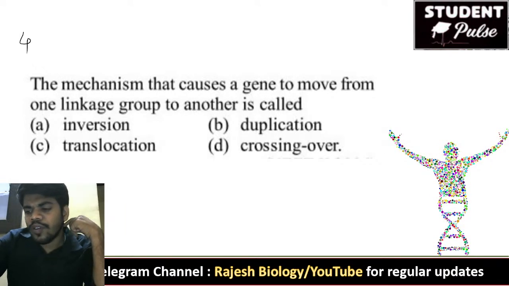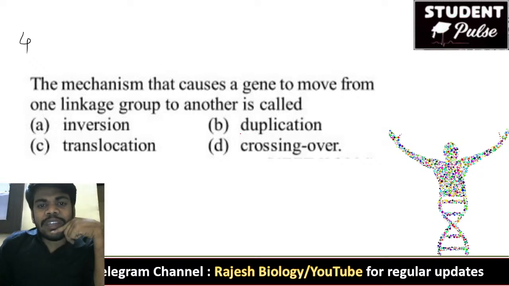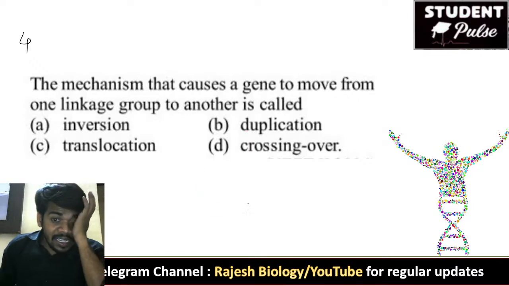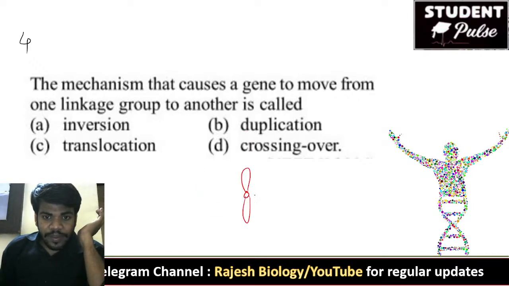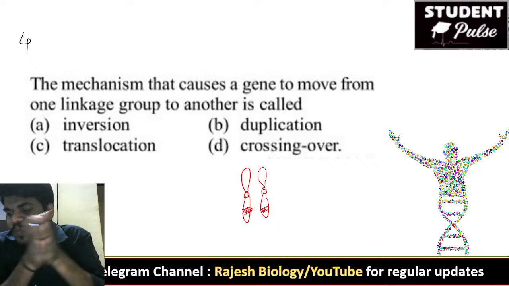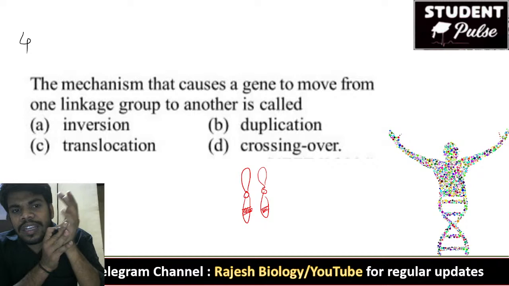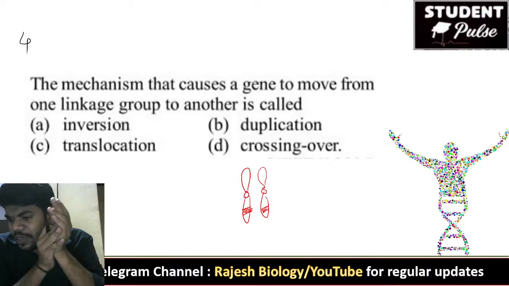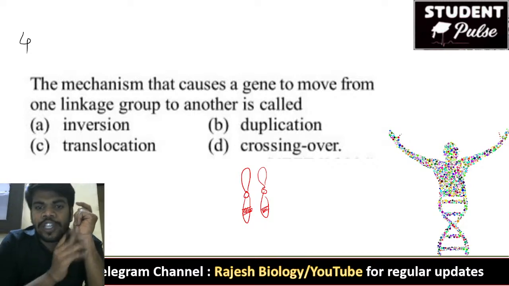Next question. Fourth question. Very easy question. The mechanism that causes a gene to move from one linkage group to another linkage group. Which mechanism it is? Translocation, excellent. The right answer is translocation, perfect.